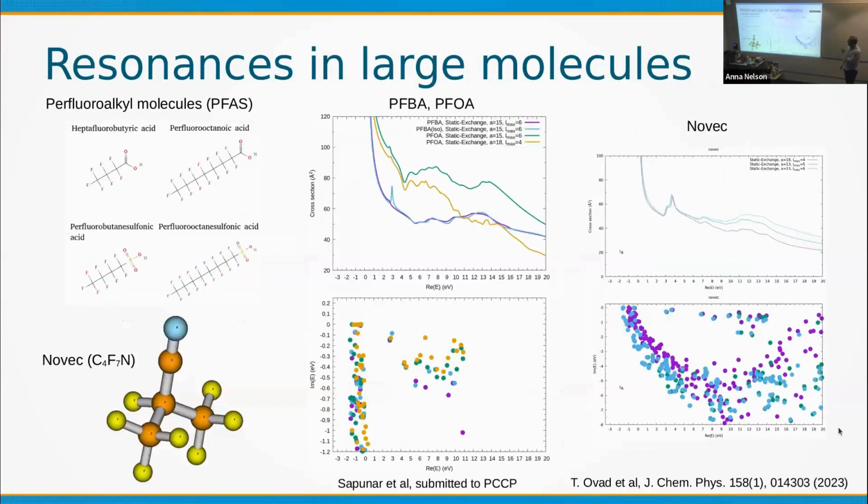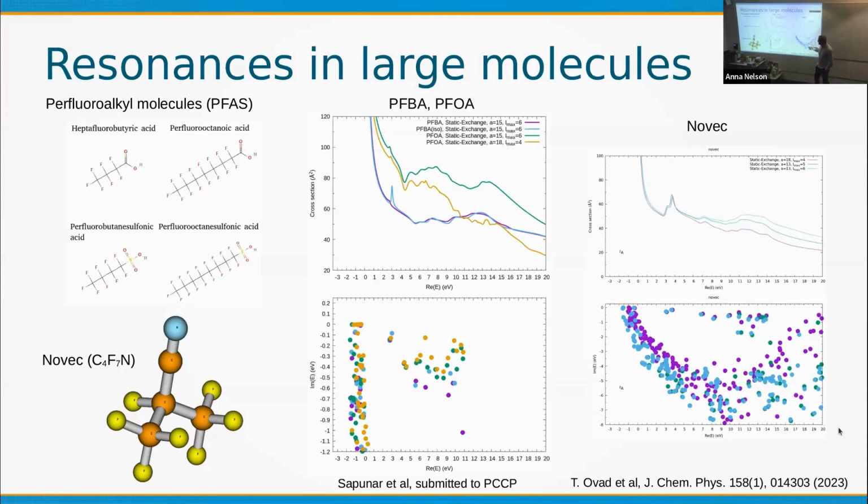Finally, I would like to say a few words about what happens as we go to progressively larger molecules, in the molecules that we have studied recently. These are the PFAS molecules, which are important due to environmental pollution, and they are difficult to degrade naturally because of the strong carbon-carbon bond. And there's also a molecule of Novec, which is considered an SF6 replacement because SF6 is a potent greenhouse gas. So we did the R-matrix calculations for all these molecules.